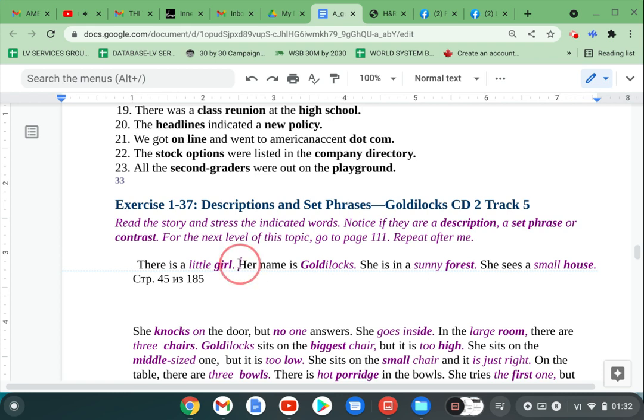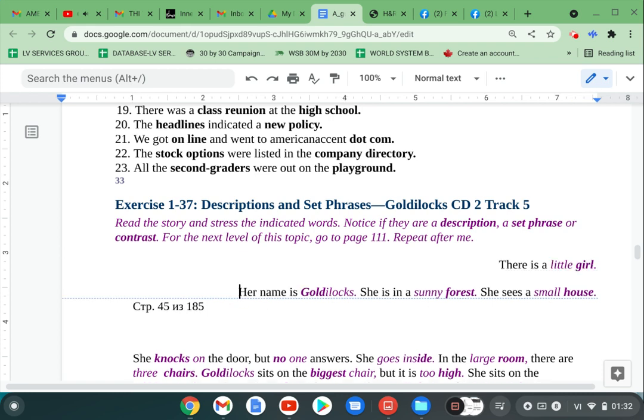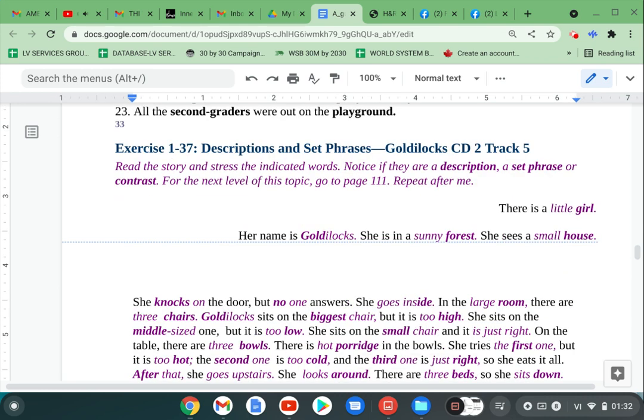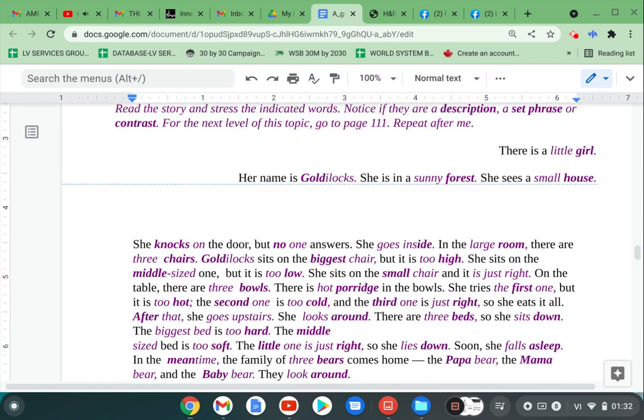Her name is Goldilocks. She's in a sunny forest. She sees a small house. She knocks on the door, but no one answers. She goes inside. In the large room, there are 3 chairs. Goldilocks sits on the biggest chair, but it's too high. She sits on the middle-sized one, but it's too low. She sits on the small chair, and it's just right.